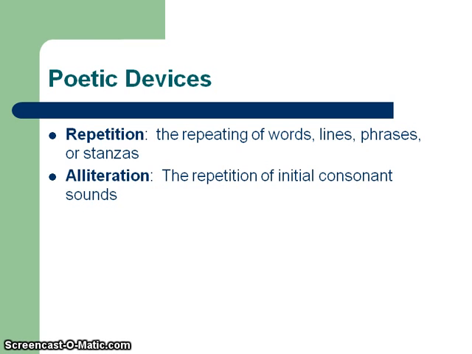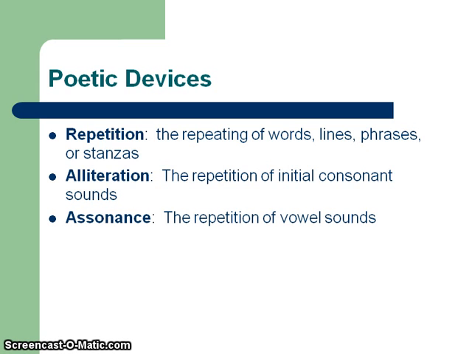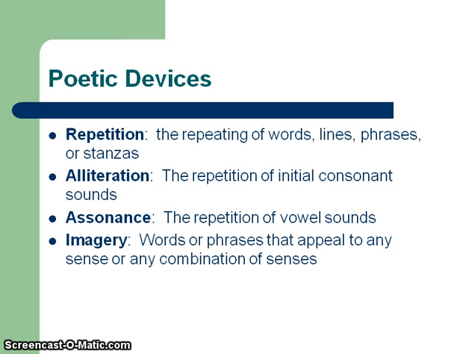That's the repetition of initial consonant sounds. So, Peter Piper picked a pack of pickled peppers. That would be an example that you could remember easily. And assonance is similar. It's just the repetition of vowel sounds. So if you would think of the letter A, you could say, an ape ate apples all afternoon. That's an example of assonance.